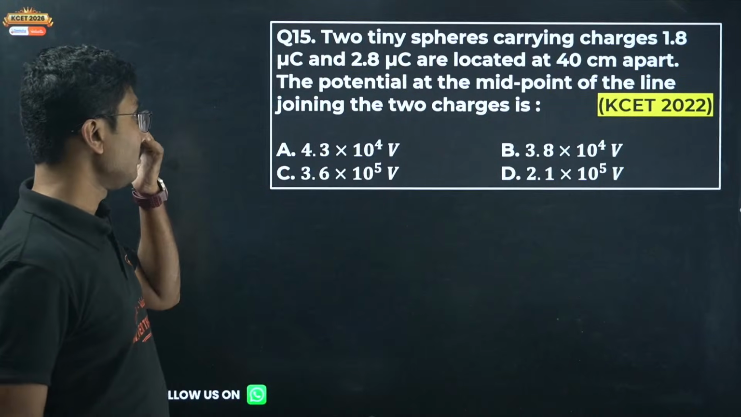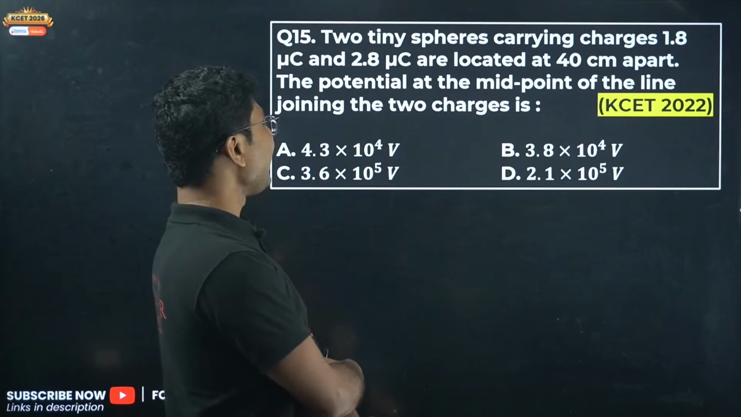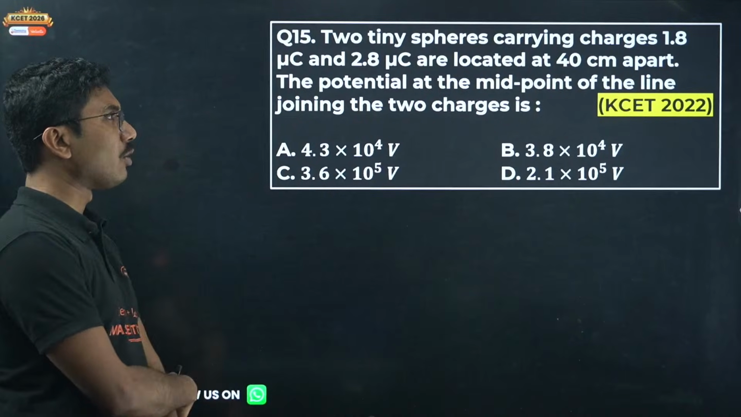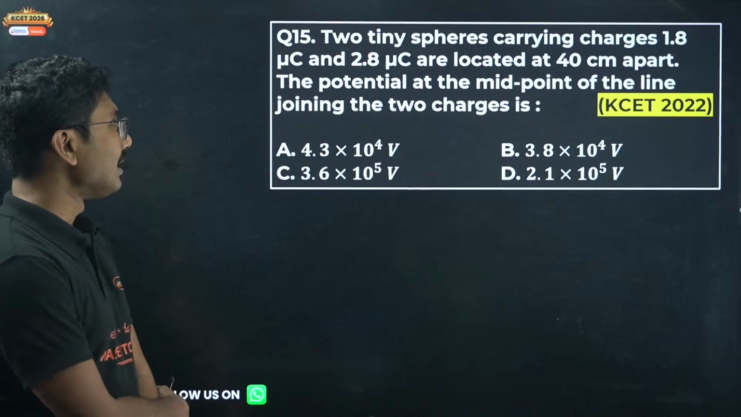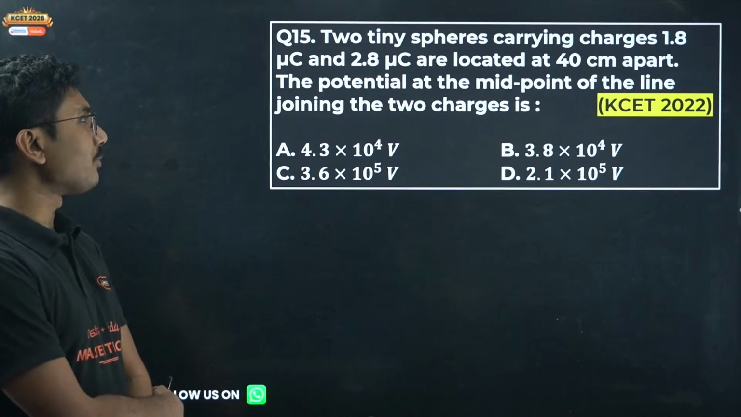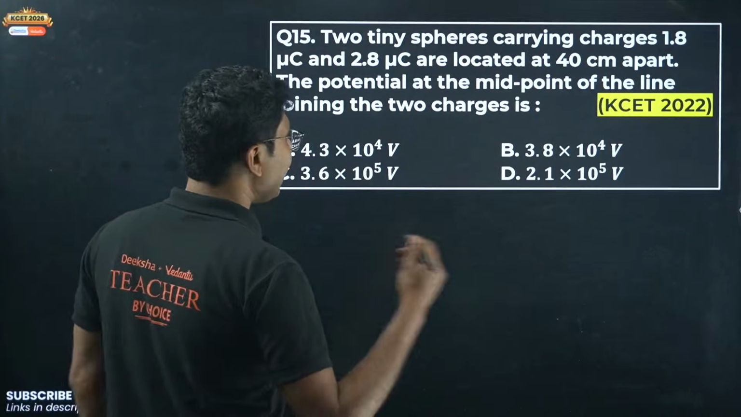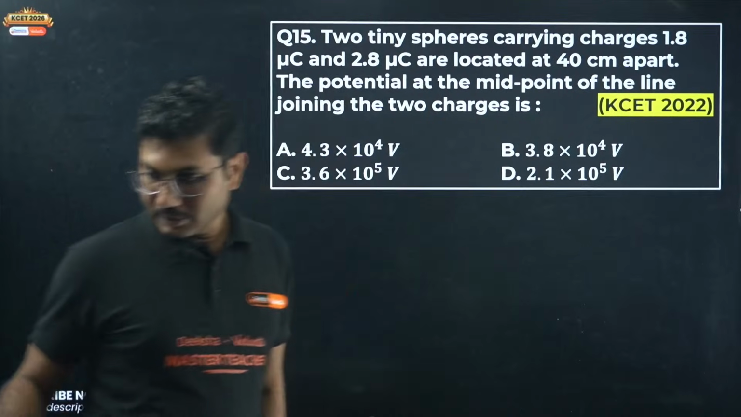Now let's move on. Two tiny spheres carrying charges 1.8 microcoulomb and 2.8 microcoulomb are located 40 centimeter apart. The potential at the midpoint of the line joining the two charges is. Now you have to calculate it. So again, solve with me and try to answer before me. Right?